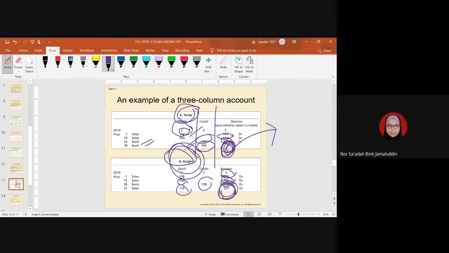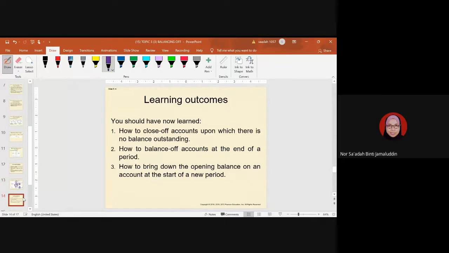324 is ada baki kan, so kena masuk dalam TriBalance, kena transfer. Nak letak debit, kena letak kredit. D9 is our account receivable. Account receivable must be in a debit side. Okay, this is how to record it in 3 columns, right? Okay, that's all for the balancing off.